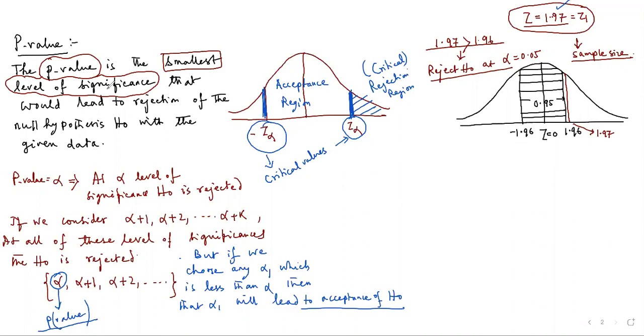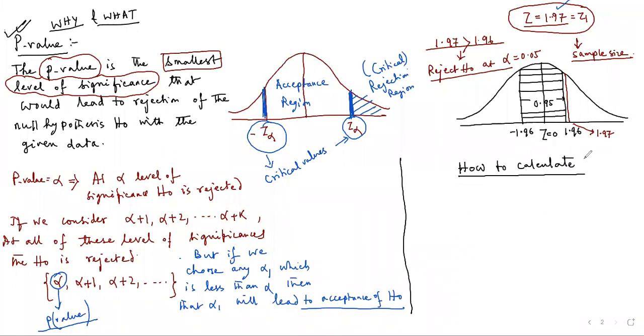But second point is that here I have explained why we need the p-value. This is the why part. Why and what part: what is p-value and why it is needed. Thirdly, I want to explain how to calculate the p-value, because there must be some formula which will help you to calculate the p-value. It has 3 different formulas, and it depends upon the type of test that you are actually using.